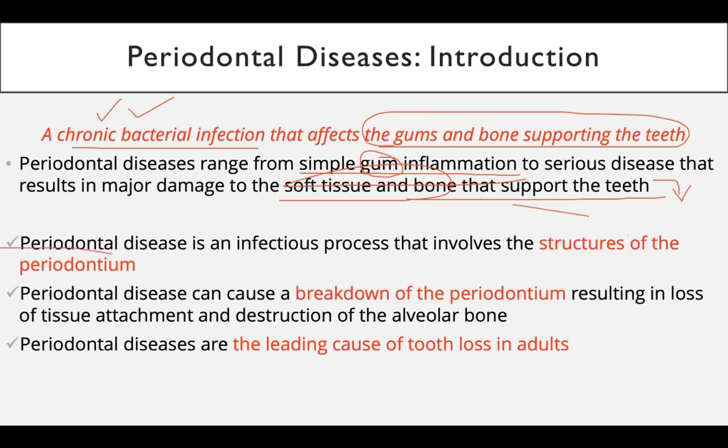Okay, so periodontal disease is an infectious process that involves the structure of periodontium. We know that. Okay, periodontal disease can cause a breakdown of the periodontium, resulting in loss of tissue attachment and destruction of the alveolar bone.